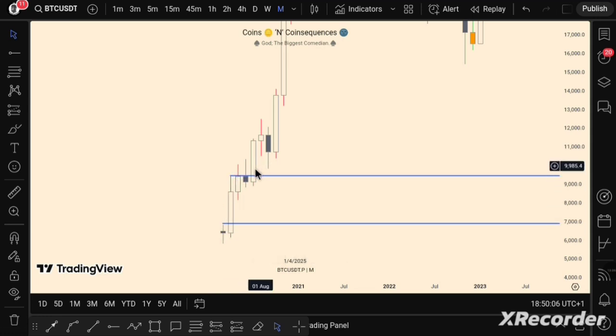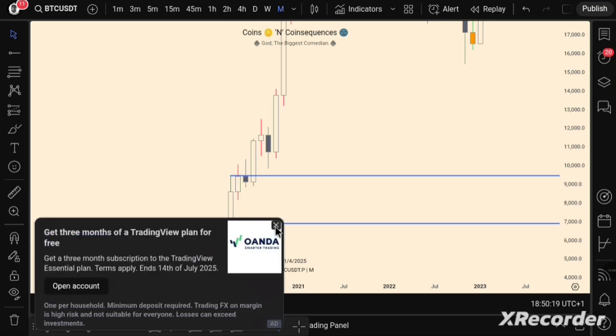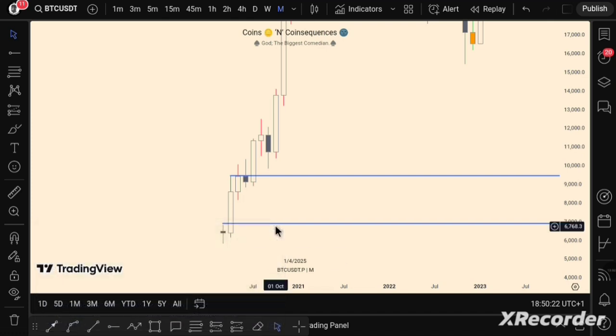Then what happened next? As you can see, this low was protected. Price didn't come down, price didn't go below this low. That should be noted. When this candlestick formed also, price didn't go below this low, this previous candlestick's low.